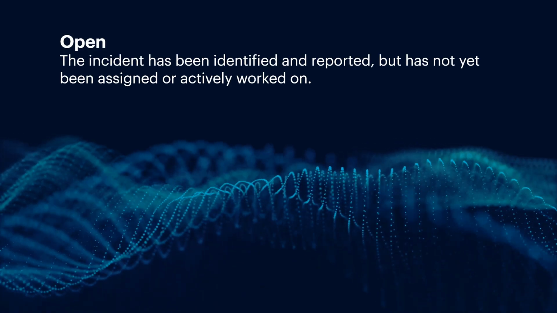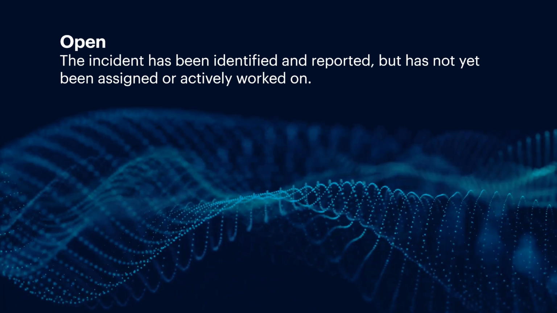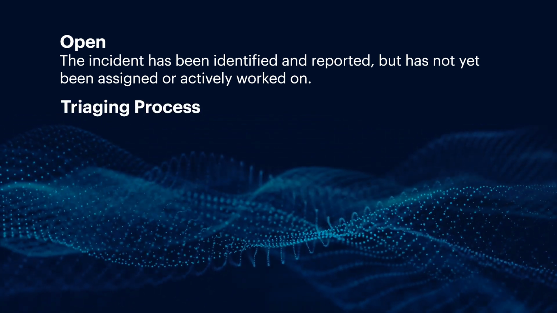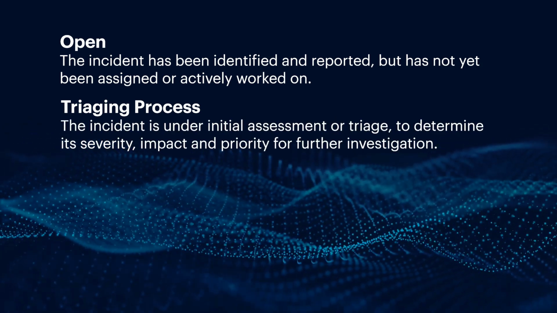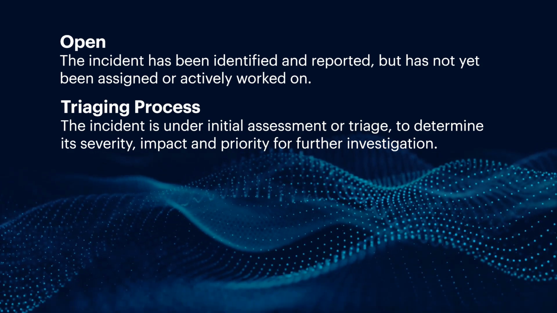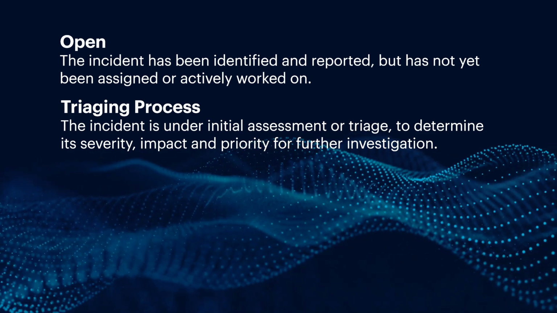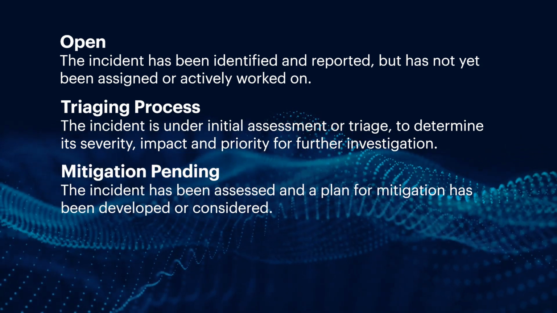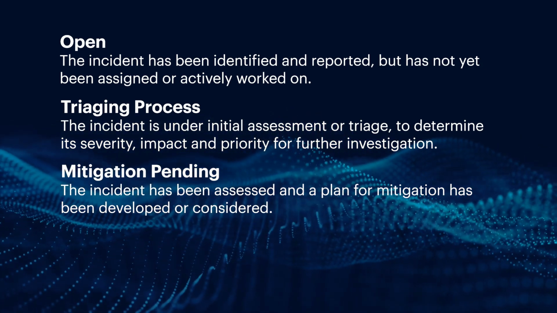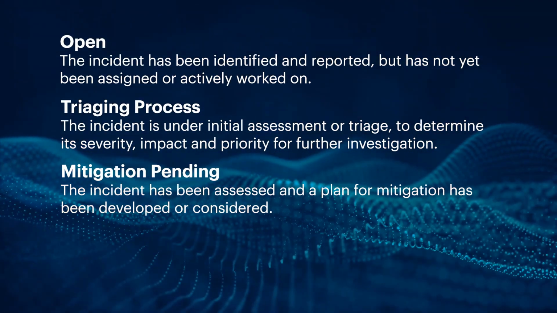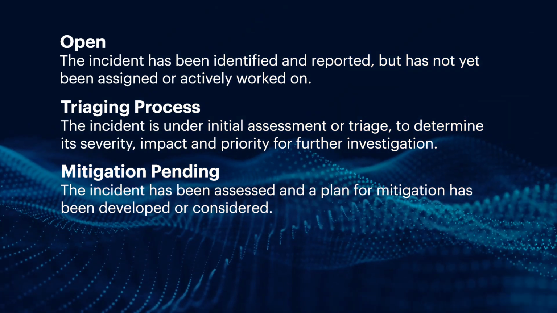Open means the incident has been identified and reported, but has not yet been assigned or actively worked on. Triage in process means that the incident is under initial assessment or triage to determine its severity, impact, and priority for further investigation. Mitigation pending means that the incident has been assessed and a plan for mitigation is being developed or considered. Mitigation actions are pending execution.